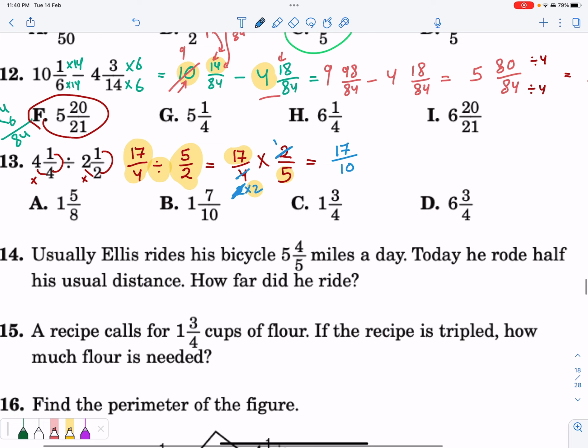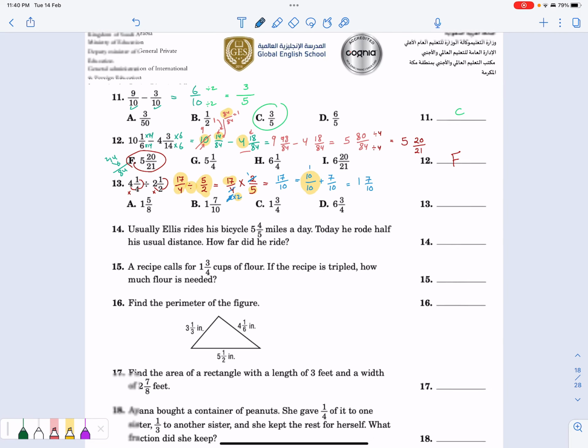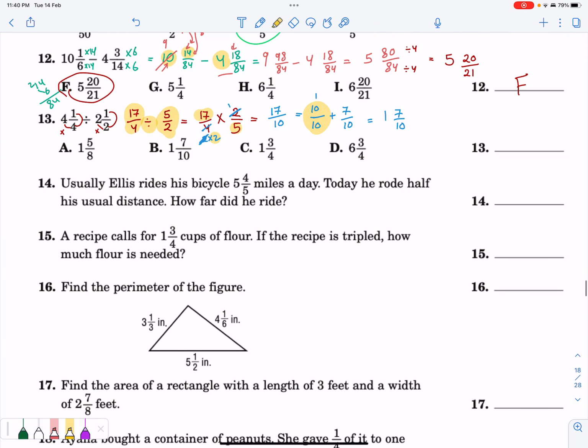So 17 over 10, this is an improper fraction, right? You can also write that as a mixed number. I can write it as 10 over 10 plus 7 over 10, like that. And of course 10 over 10 is the whole number 1. So this is 1 and 7 over 10. So this fraction is equal to 1 and 7 over 10, which is answer B. So B is the correct answer.